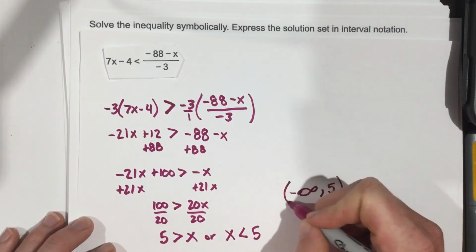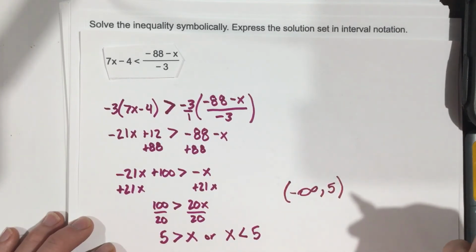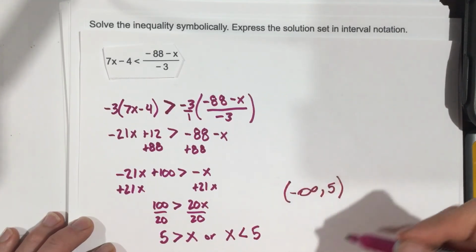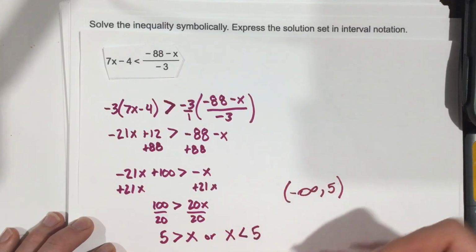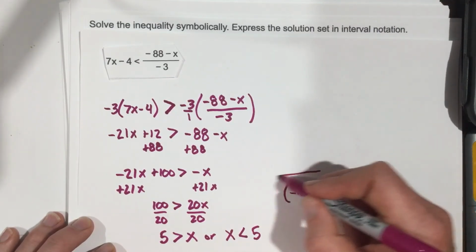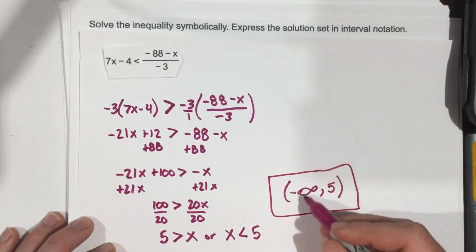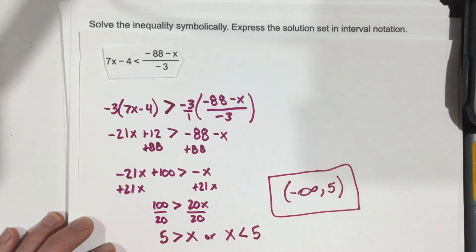And negative infinity, we actually can't get that number. It's not a number. It's just an expression for going on and on and on negatively. So this is our solution set. Anywhere from negative infinity up to 5, any of those solutions work for this problem.